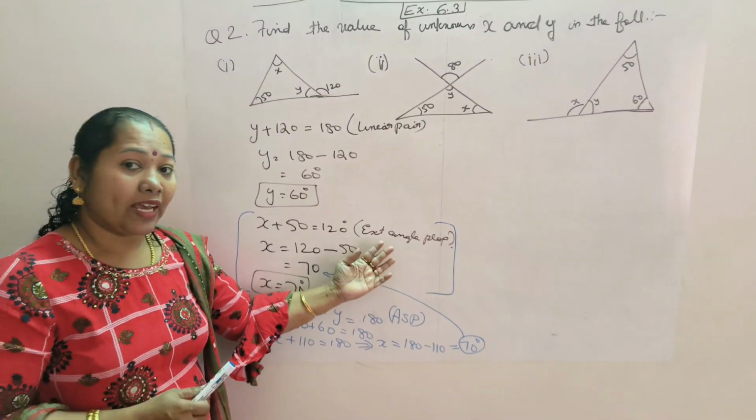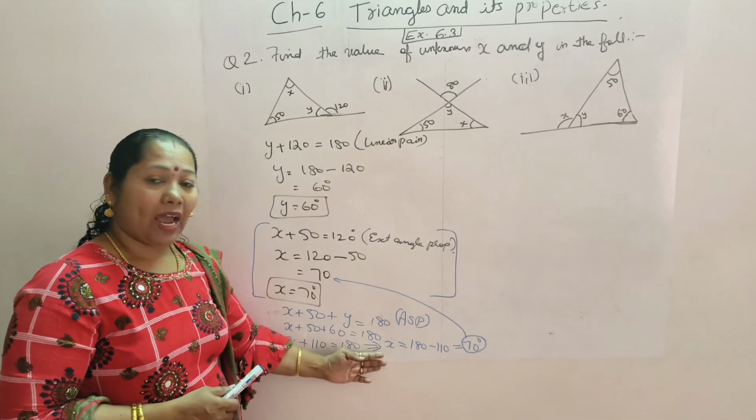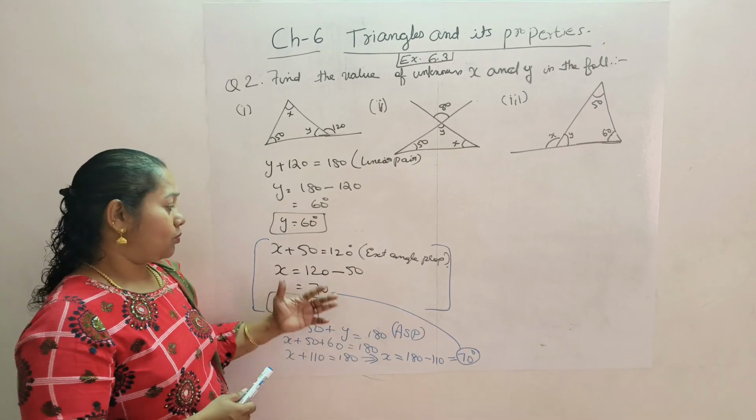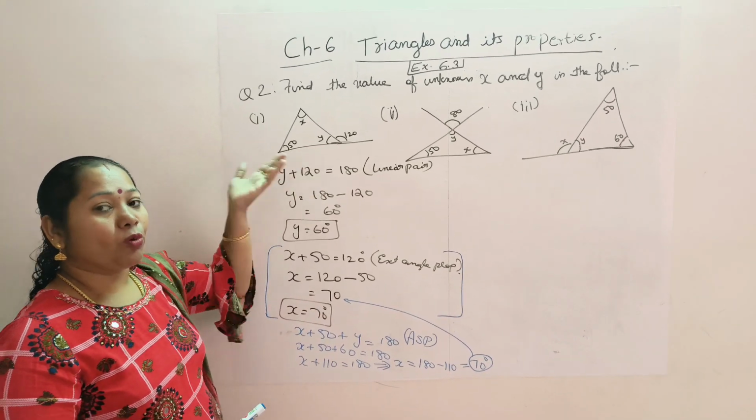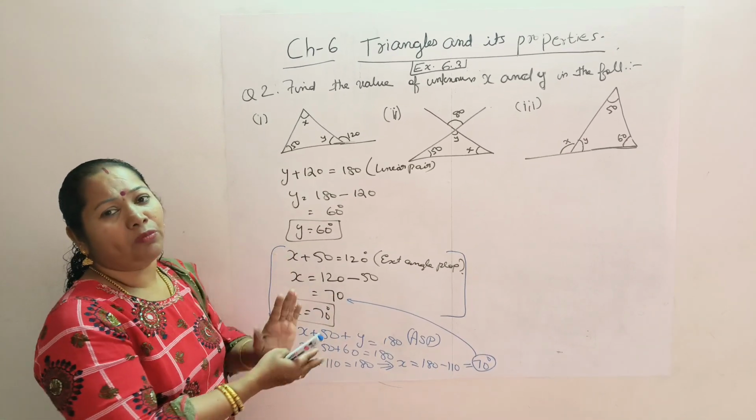So in this way also we can find it. We can use the exterior angle property or the angle sum property, any one you can use. Both ways you can do this. After getting one of the values, you can use any of the properties.